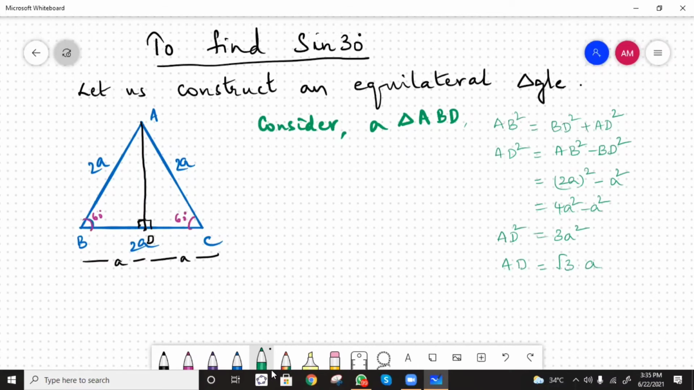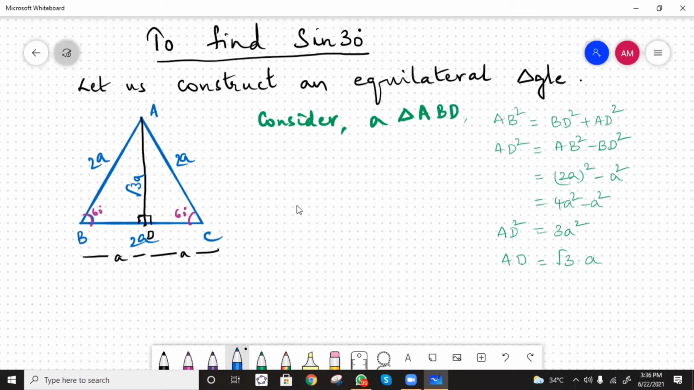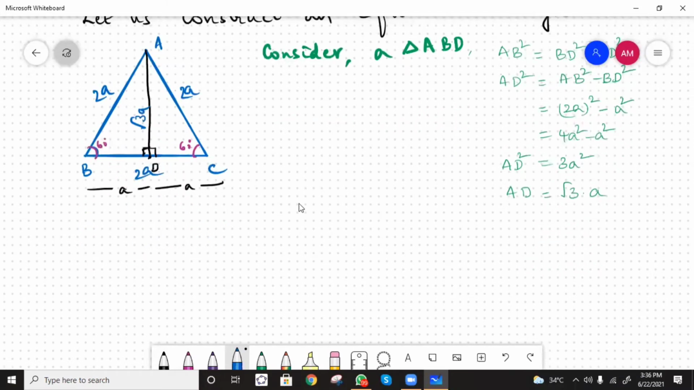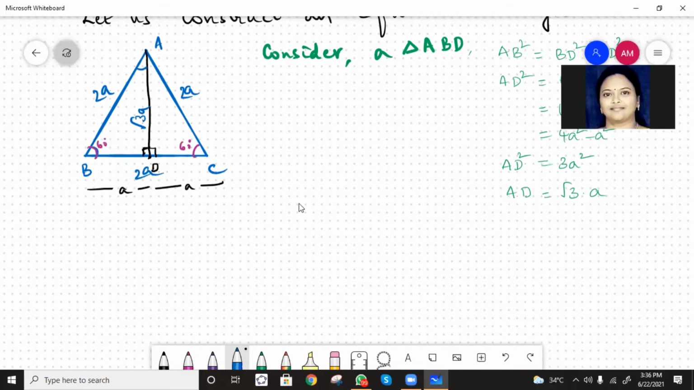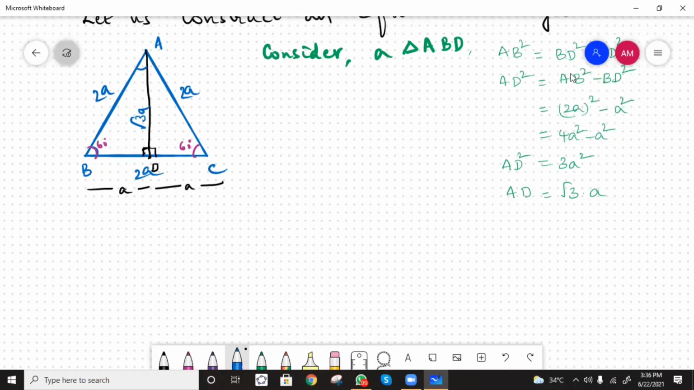Root 3 into A. So now we got AD is equal to root 3 A. We got that unknown side. Now, tell me, we are bisecting this, isn't it? It's a bisector. So what will be this angle? The whole angle at A, angle BAC, is 60 degrees. We are bisecting this angle, so it will be exactly half of that. So this is 30 degrees.